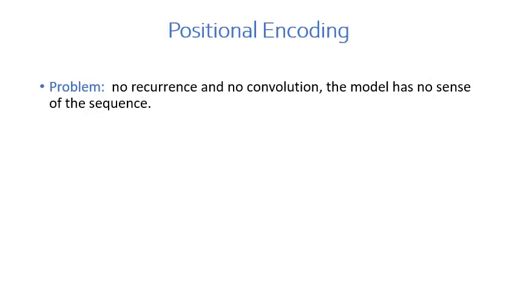Okay, so what about positional embedding that I kept promising that I will explain? So far, our model has no sense of the sequence, right? The first word has a vector representation, the second word has a vector representation, and so on and so forth.